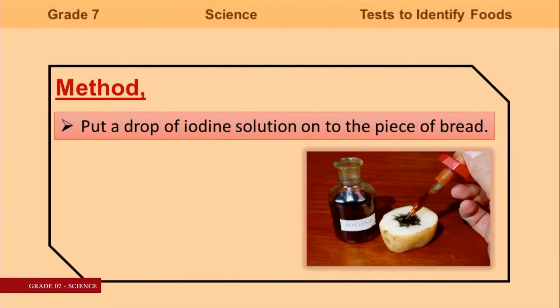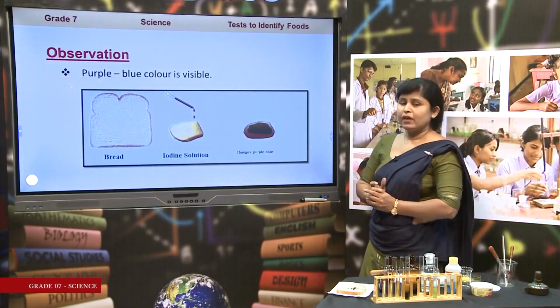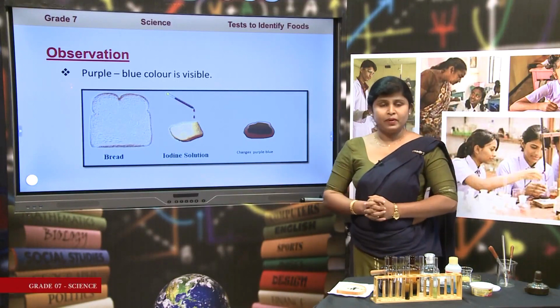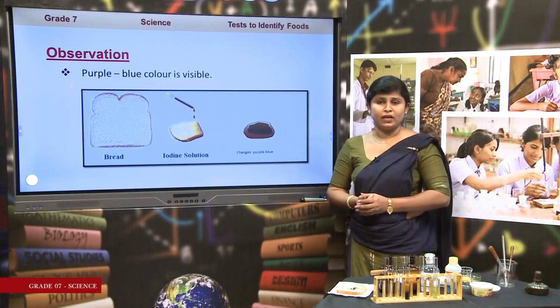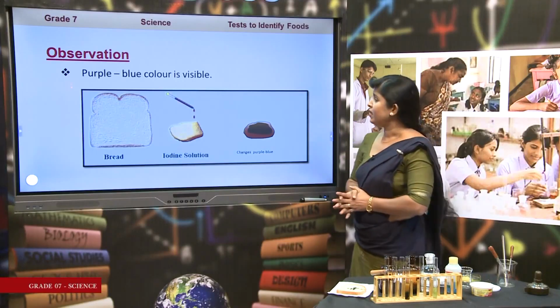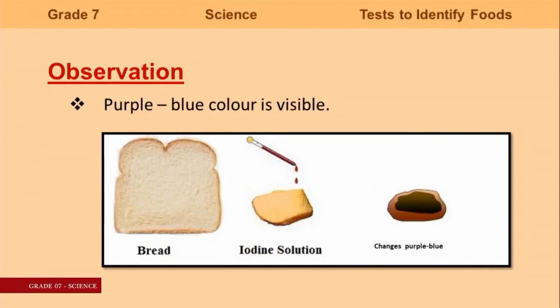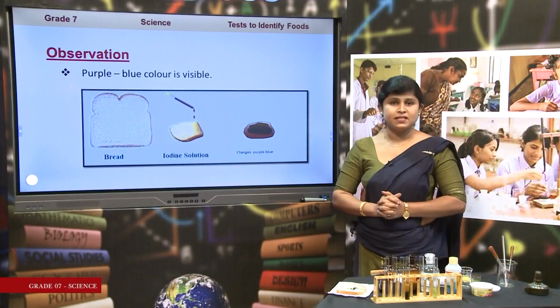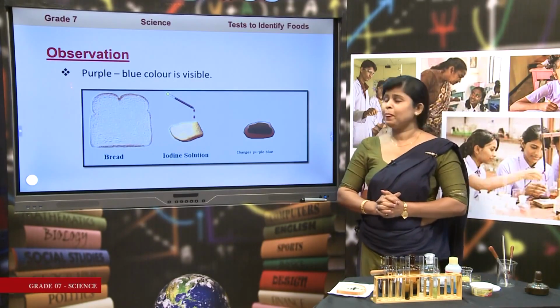That was the method followed by me. Put a drop of iodine solution onto the piece of bread. Here I want to say you, instead of piece of bread, you may use boiled potatoes, boiled sweet potatoes, boiled manioc, right. That is the observation, purple blue color is visible. Finally, we can say that if any food item is given a purple blue color with iodine solution, definitely the food item contains starch. I think it is very clear.